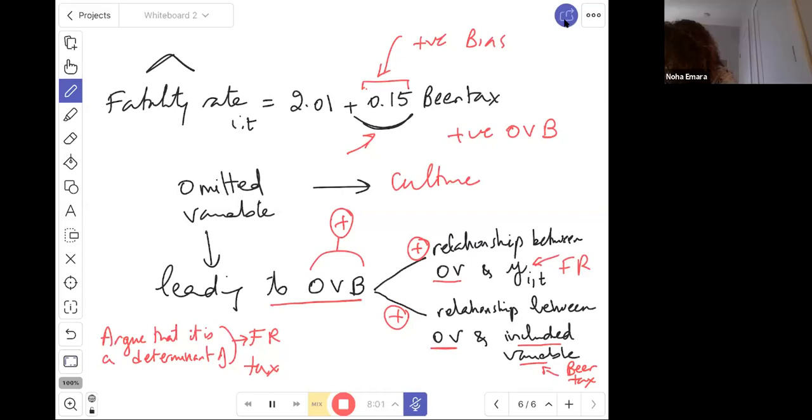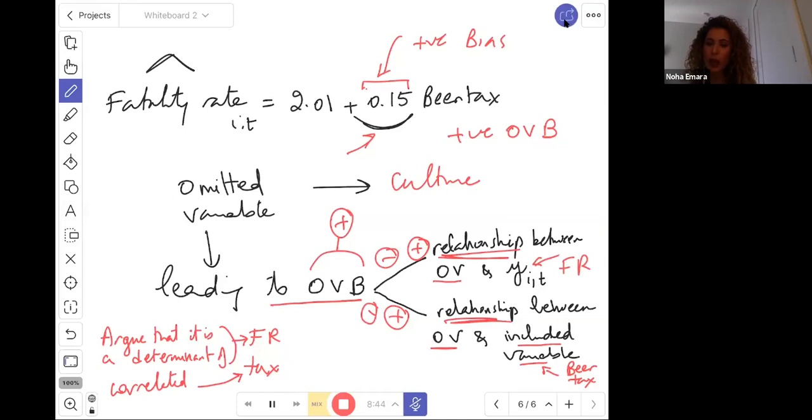So the other thing is culture might also be correlated with beer tax. And again, I can't tell you it's positive or negative, because if I had a measure, I would tell you. But what I can tell you, because I don't have a measure for it in this example, is that it has some relationship with the dependent variable, and it also has some relationship with the included variable. This relationship might be positive or negative, but I don't know which, and I need to capture that.